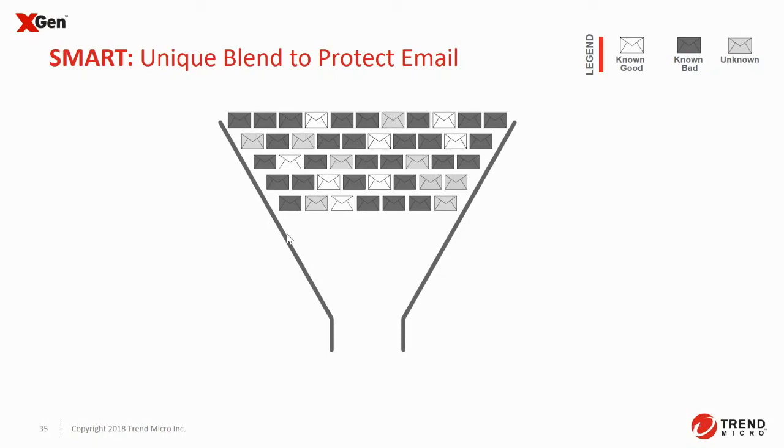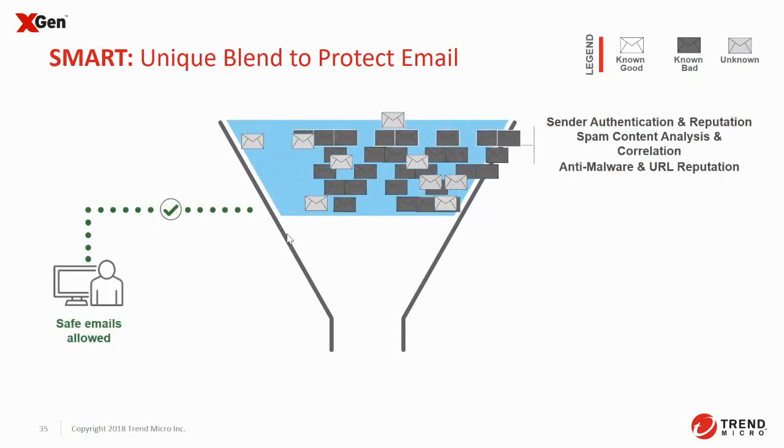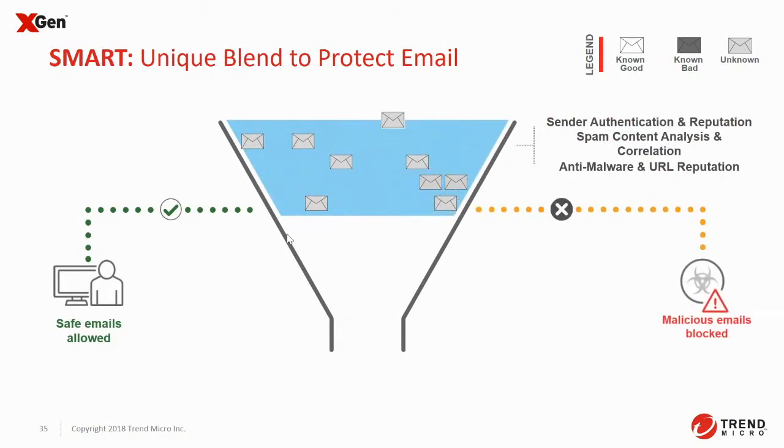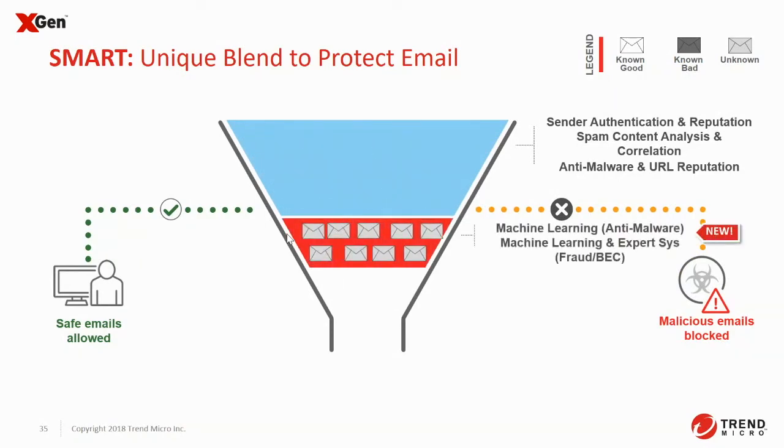As a funnel technique, we depend on them. We start with the high fidelity detection techniques at the first phase, to distinguish between the known good and the known bad emails, like sender authentication and reputation, spam content analysis, and anti-malware and URL reputation. For the unknown emails, we have more intensive analysis engines like machine learning for the anti-malware, and also machine learning for business email compromise, to make a determination for the unknown emails.